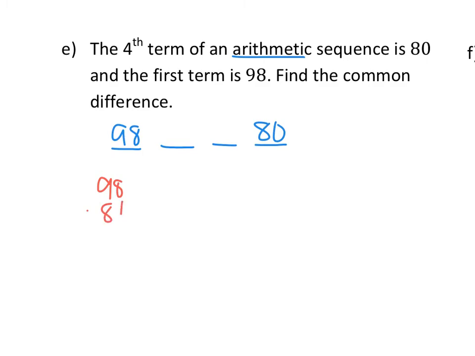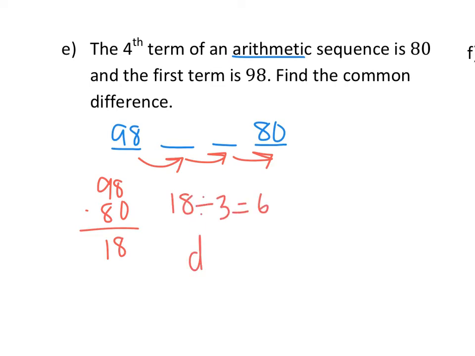98 minus 80 is 18. To get to 80 would be 3 jumps. So 18 divided by 3 equals 6. So I'm going to say that my common difference is minus 6. Let's check that. 98 minus 6 is 92. Minus 6 is 86. Minus 6 is 80. So that works.